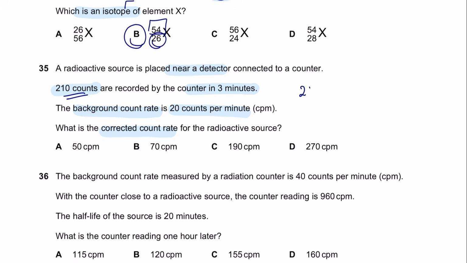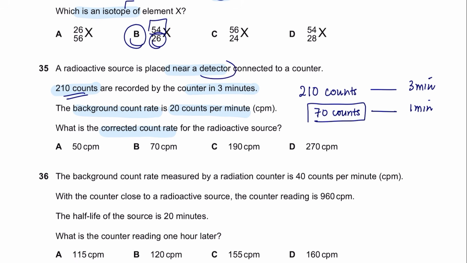Okay, you have 200 counts for 3 minutes. And we need to find for 1 minute, which would be 70 counts. And this is what is being detected by the detector, which includes the background radiation. So to find the corrected count rate, we have to remove 20, which is the background radiation, giving us 50 counts per minute. So the answer is A.